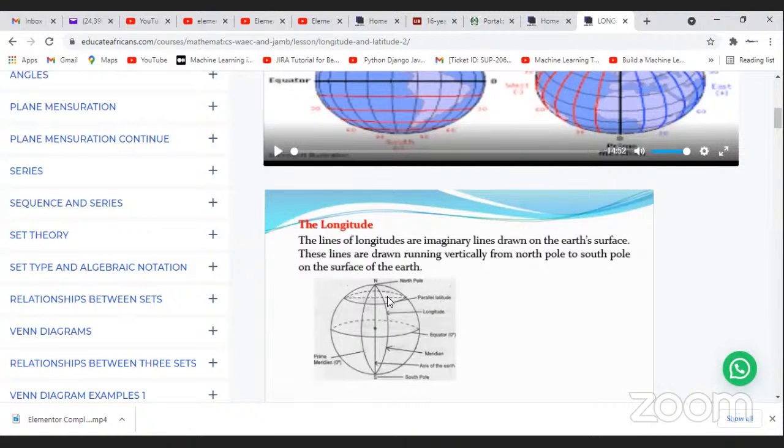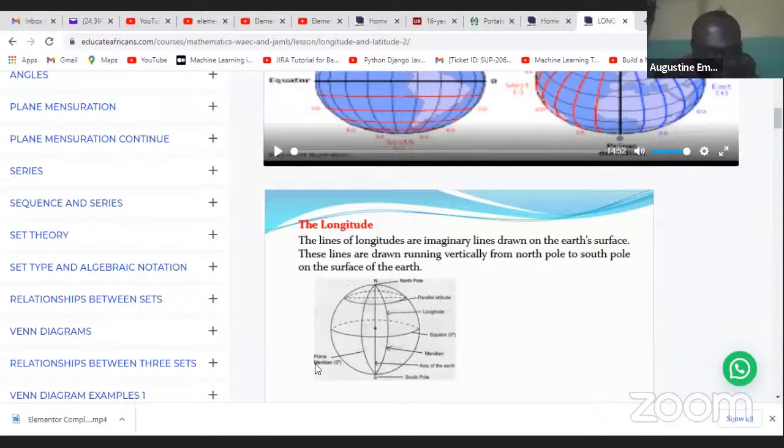The prime meridian. So you can see the prime meridian, which is at 0 degrees, and the meridian. Two of them are longitudes. Can you give me two latitudes?